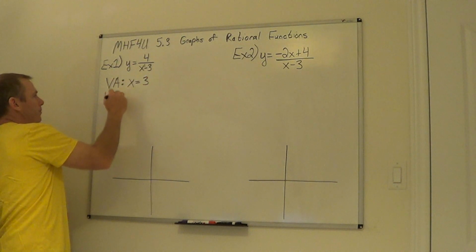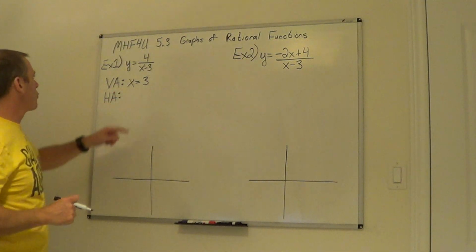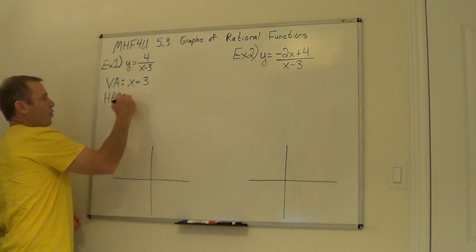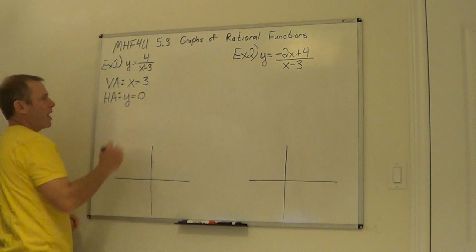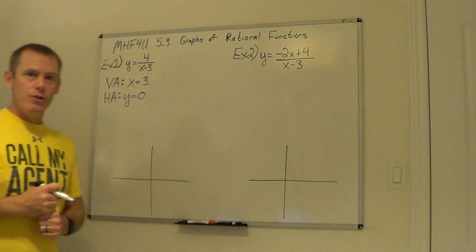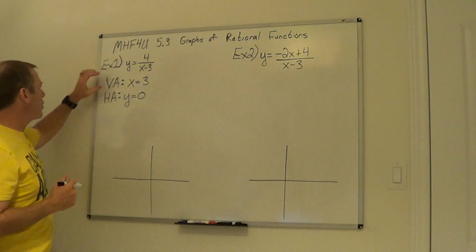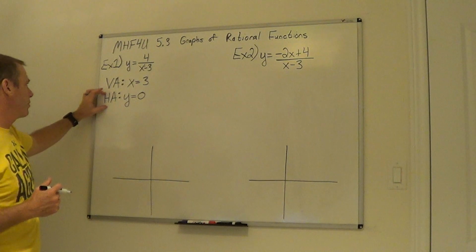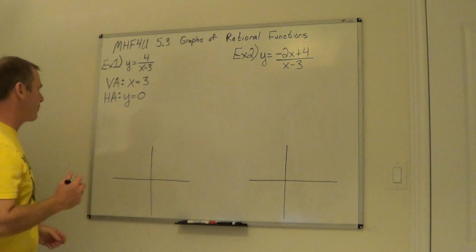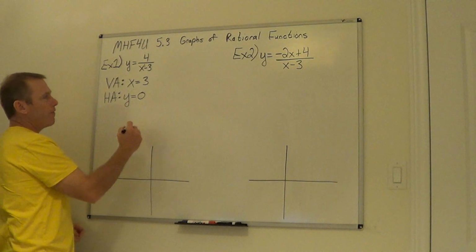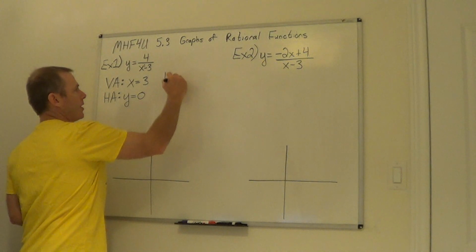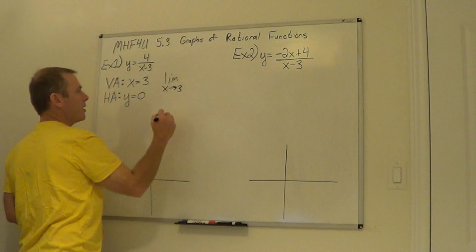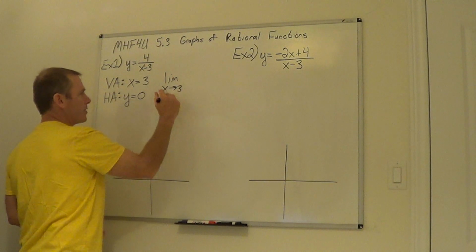Horizontal asymptote. Again, the degree of our denominator is higher than our numerator, and so we have a horizontal asymptote at y equals 0. Now, here's a concept. We want to know what is going on with our graph at our vertical asymptote. And you'll see how the horizontal asymptote gets taken care of when we graph this. So what we're going to do is find a limit. And we're going to find out what happens as x approaches 3, from both sides of the graph.